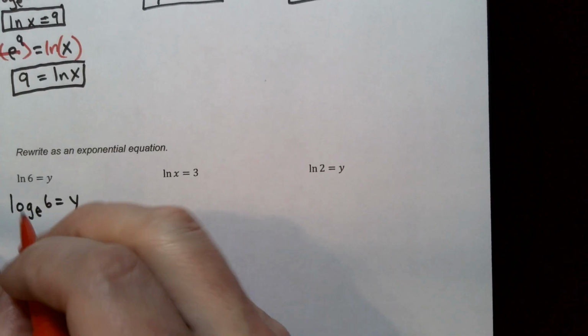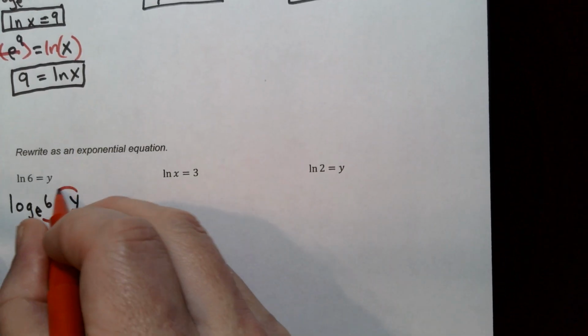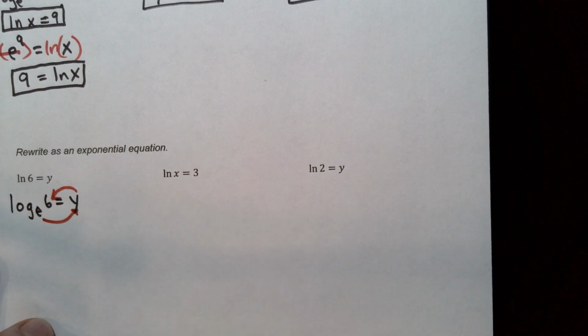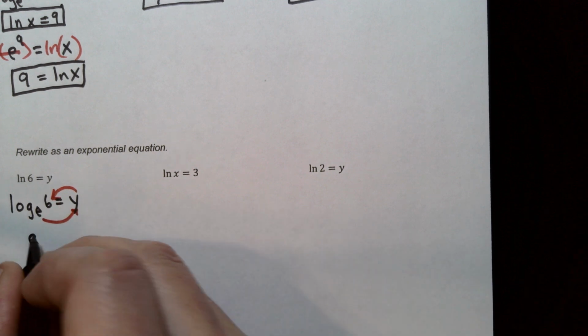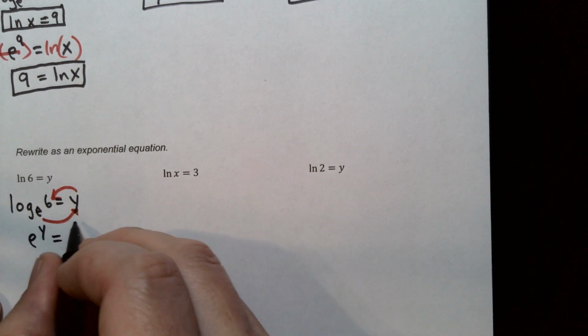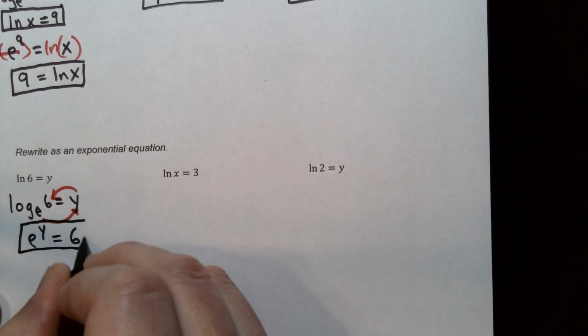I do this so that I can use the circle method and change this to an exponential, which would mean e to the y power. So e to the y power equals 6, and that is your exponential.